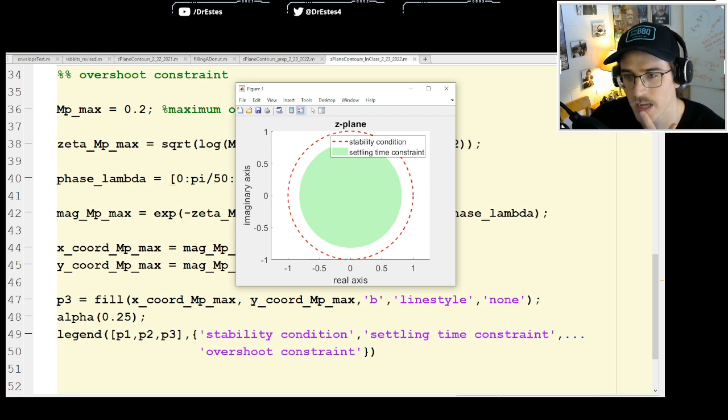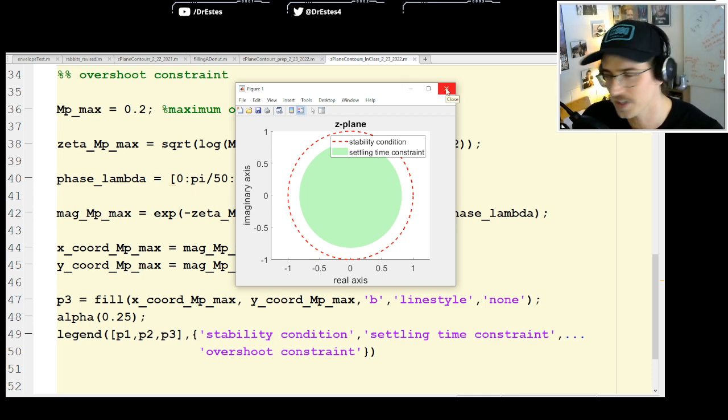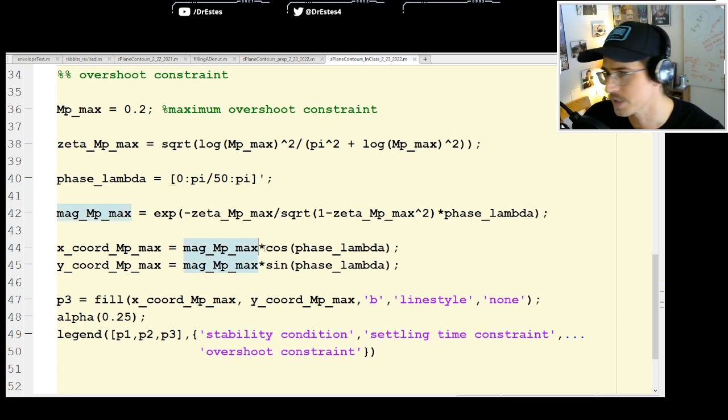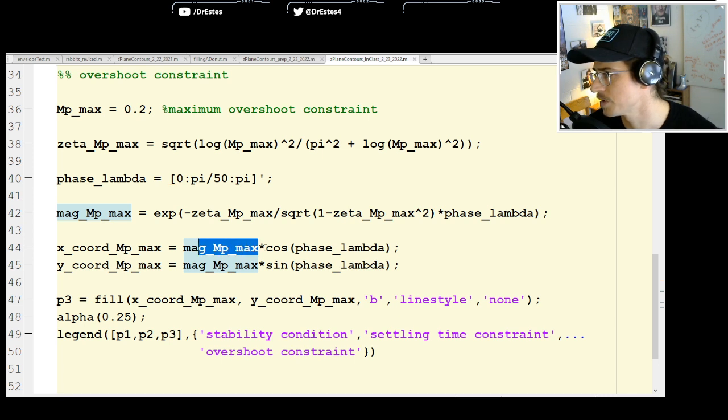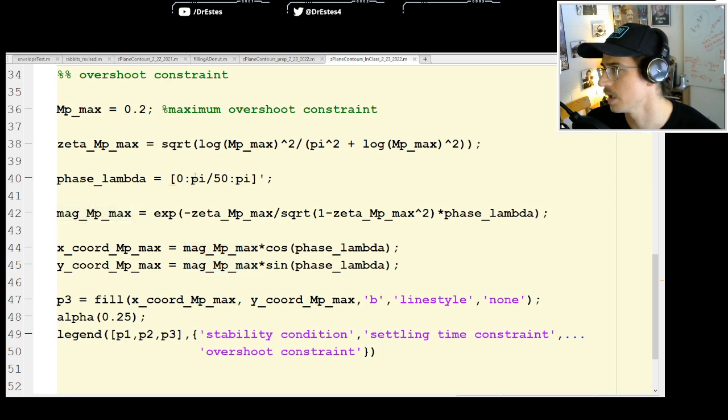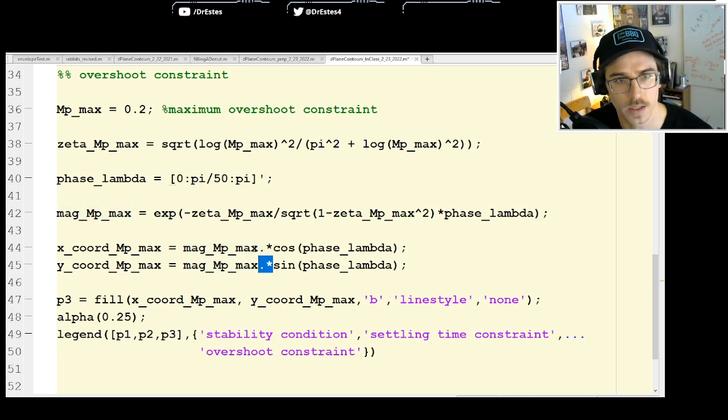I had to add a dot in front of the multiplier. Oh, you're right. Thank you, guys. This is what we missed, everybody. Listen, this magnitude is a vector. It has a bunch of entries because it depends on phase. Now, whenever you want to do element multiplication of vectors, you have to put a dot multiply. So add a dot in here for the x and y coordinate.